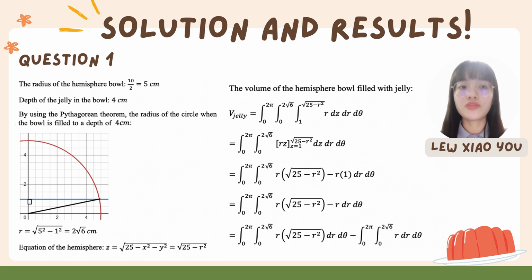Firstly, we find the volume of jelly, which fills the bowl with the depth of 4 cm. Using the knowledge of the Pythagorean theorem, we find the radius for the integral limit, which is the square root of the radius of the hemisphere squared minus the radius of the hemisphere minus the depth squared. Then, by using triple integrals in cylindrical coordinates, we set up the limits: z ranges from 1 to the square root of 25 minus r squared, r ranges from 0 to 2√6, and theta ranges from 0 to 2 pi.